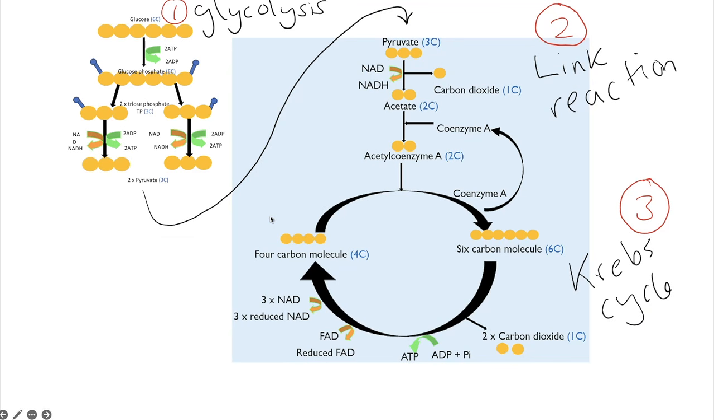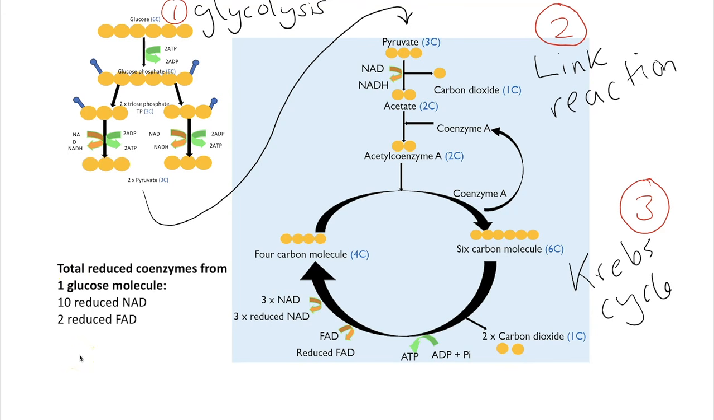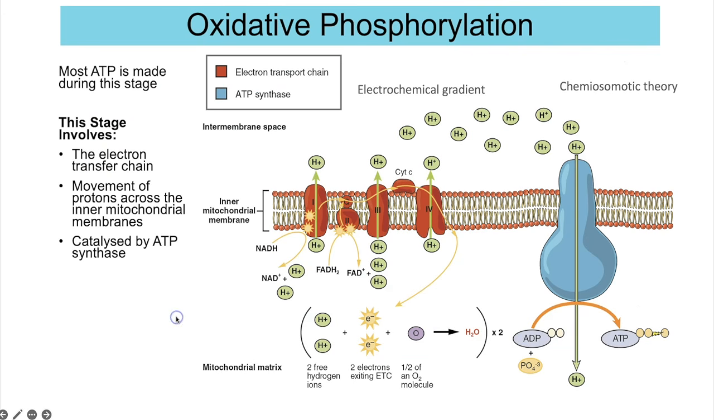So summary so far, we've gone through glycolysis, which happened in the cytoplasm. The pyruvate and the reduced NAD were actively transported into the mitochondrial matrix, which is where the link reaction and the Krebs cycle happened. So far, if we total up what we have produced in terms of coenzymes, because those are what are vital for this final stage, oxidative phosphorylation, we have made in total 10 reduced NAD from 1 glucose molecule and 2 reduced FAD from 1 glucose molecule.